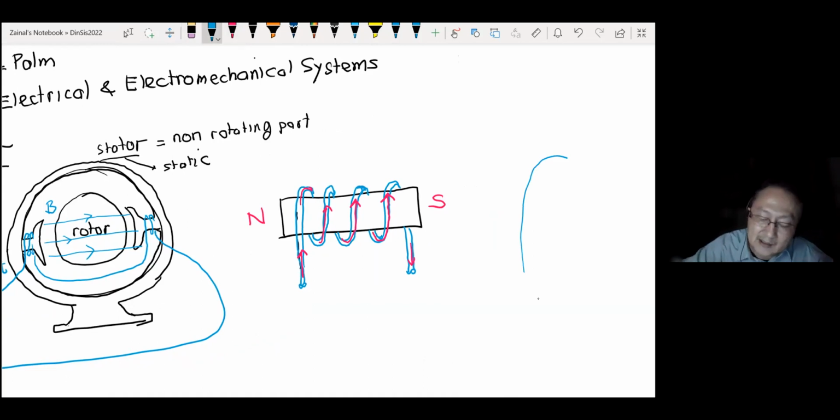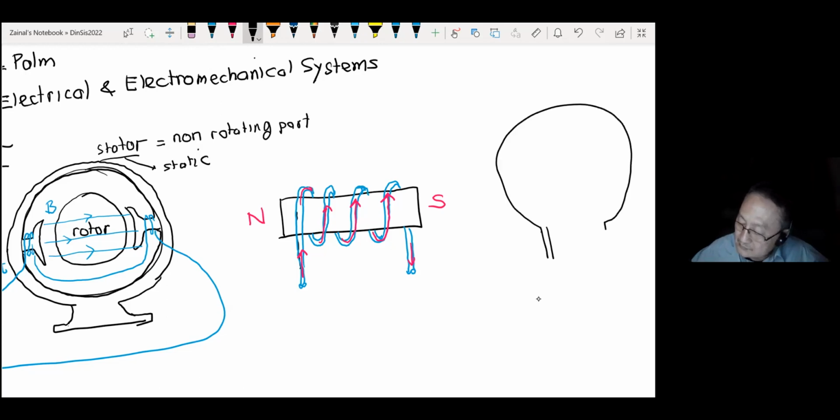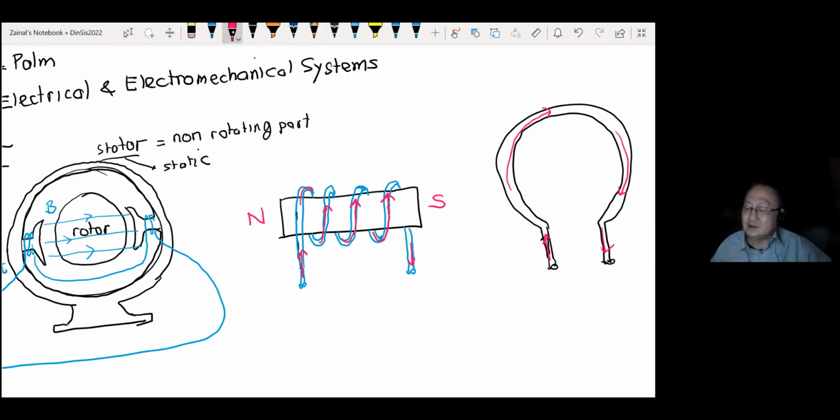Look, I want to make something like this one. This one is just one coil. If I do something like this, this one is a wire, and we inject current there. Sorry, the current is there. The current is moving something like this one, right? Then the magnetic flux will move something like this one.